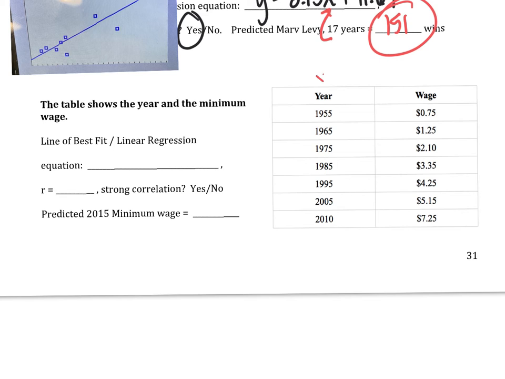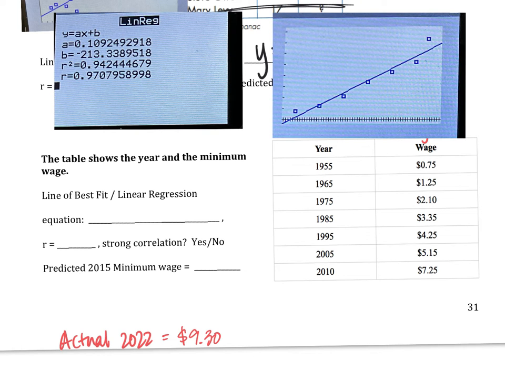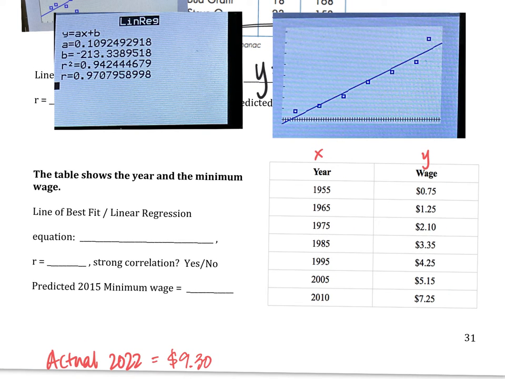We've got our years here and our wages here. I'm going to let us know the actual minimum wage in 2022. In 2022 it is 9.30. I just looked that up. We're gonna go see if this creates a prediction that gets us pretty close to that. So let's go type in new data. Again, on L1, you can hit clear and enter. And then L2, you can hit clear and enter. Okay, you guys, that was painful, but we did it.